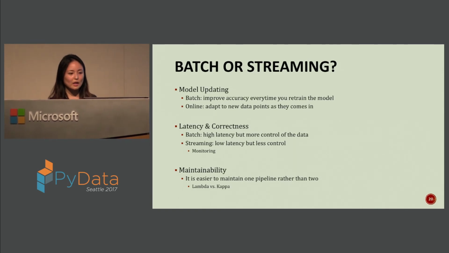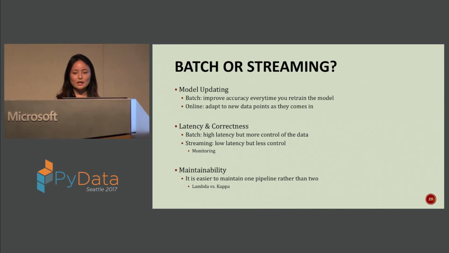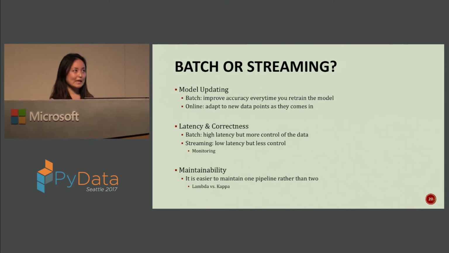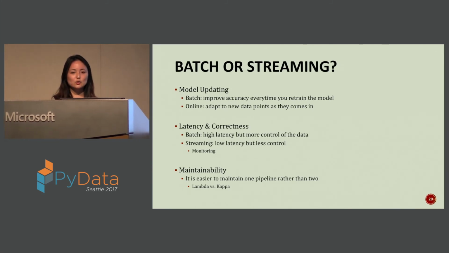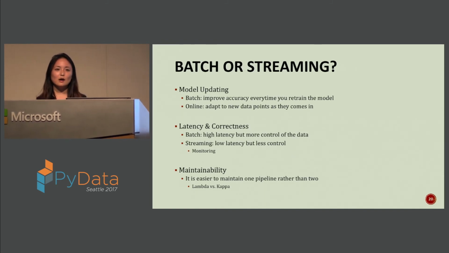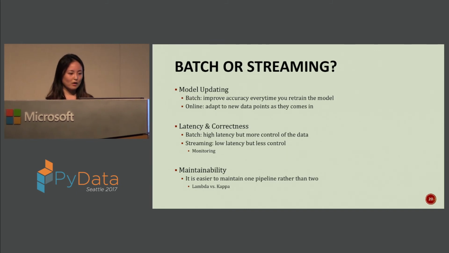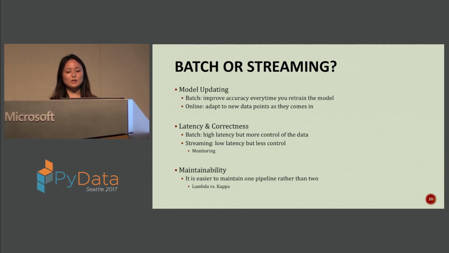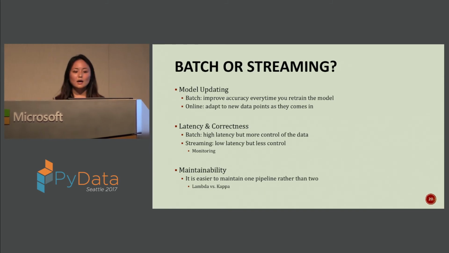First is model updating. Batch improves the accuracy every time you retrain your model. Online updating can adapt to new data points as they come in. It ties to the second point, latency and correctness. Batch definitely has higher latency, but you usually have more control over what actually goes into your training model. With streaming, you have lower latency so the data outcome can come up faster, but you do have less control.